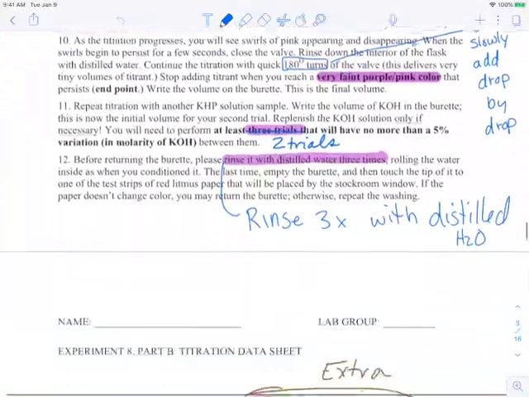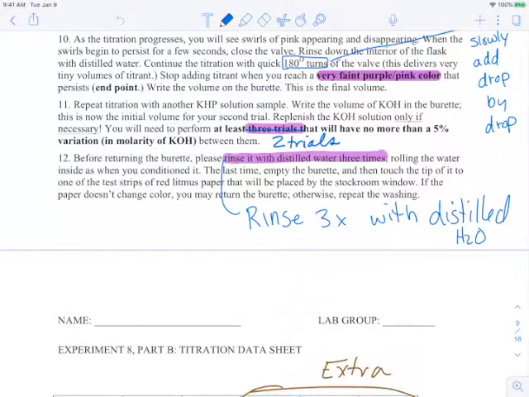All right. And before returning your burette, you would have rinsed it 3 times with distilled water for me. We have a clipboard that has pH paper, and I would have made you bring it up to me and touch the distilled water from the burette to the pH paper, and if it had turned colors, I would have sent you back to the sink to wash it again. For most people that doesn't happen. 3 times is a pretty good rinse.